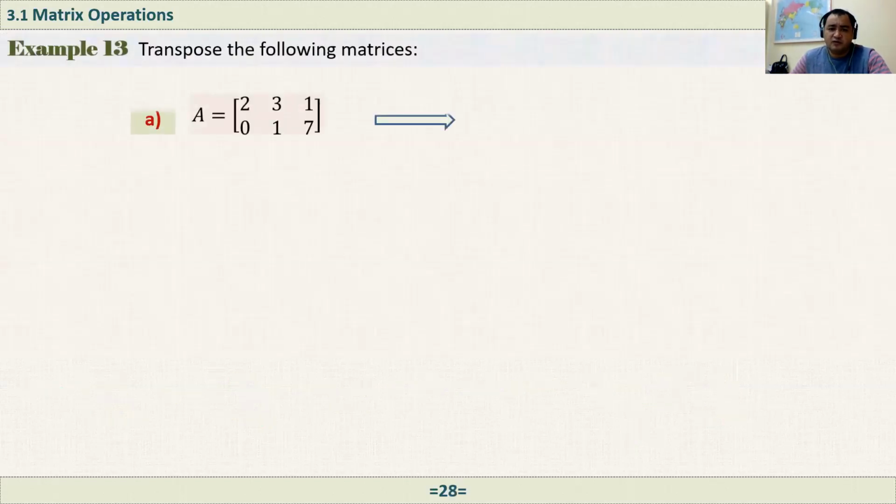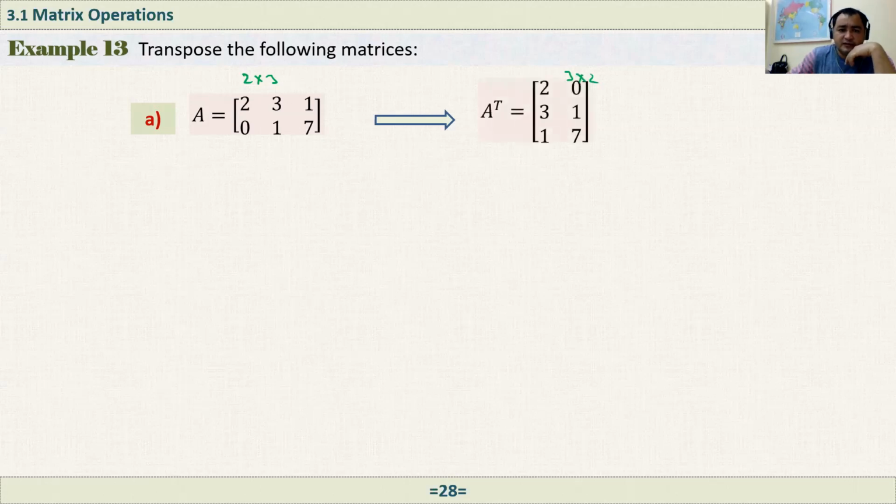Okay, transpose the following matrices. For example, here, what is this? As you see here, this one is a 2 by 3 matrix. If we transpose this, we will have a 3 by 2 matrix, which is this. Now you see here, columns become rows: 2, 0, 3, then 1, and 1, 7, by the definition.